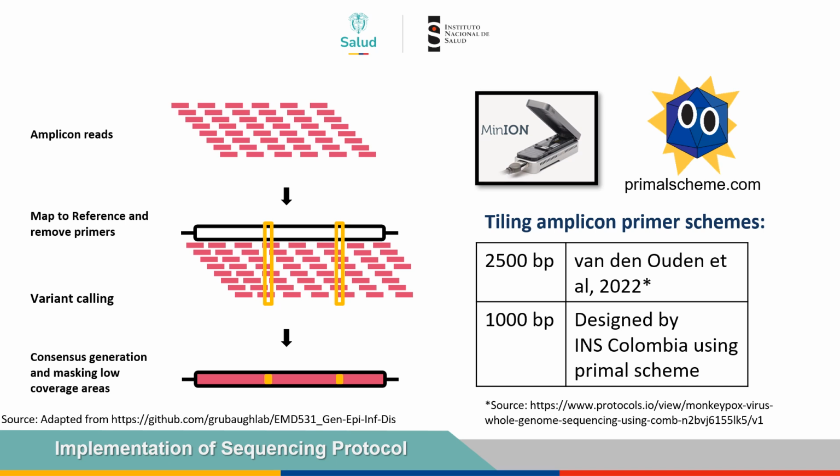We used two different schemes, one obtained from literature and one designed by INS Colombia by using PrimalScheme for shorter amplicons. The idea of using shorter amplicons was to improve the consistency of sequence quality because some of the samples presented low quality or degraded during transport, especially from secluded areas.